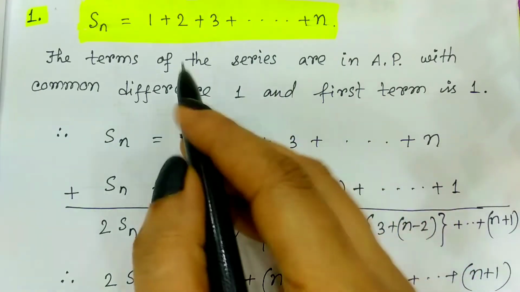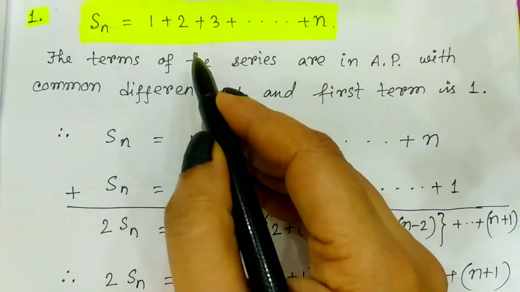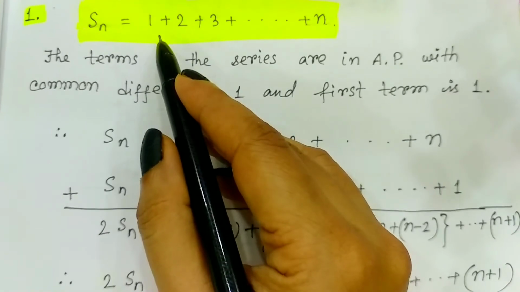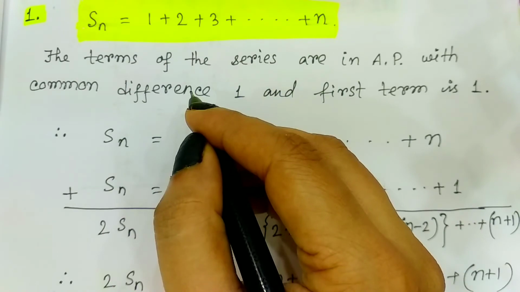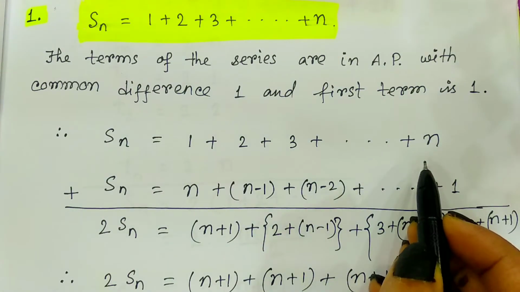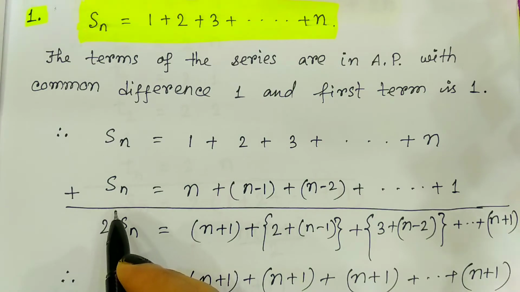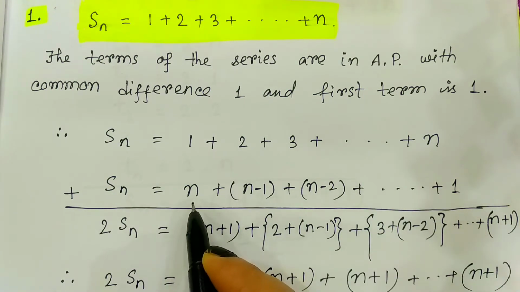For that, just look at this series. This one is a simple AP series. Here the common difference is 1, because the first term is 1, the second term is 2, the third term is 3. So if we say that Sn is equal to this entire series, we will write down another Sn in the reverse order. That means at first we write n, then n minus 1.